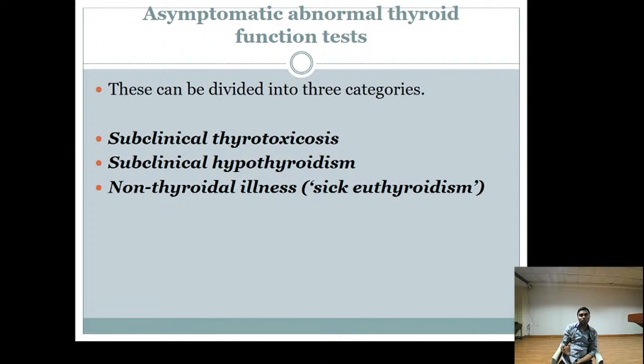So next, coming to asymptomatic abnormal thyroid function tests. That is, thyroid function tests are abnormal and the patient is asymptomatic. These can be of 3 categories: subclinical thyrotoxicosis, subclinical hypothyroidism, and non-thyroidal illness or sick euthyroidism.